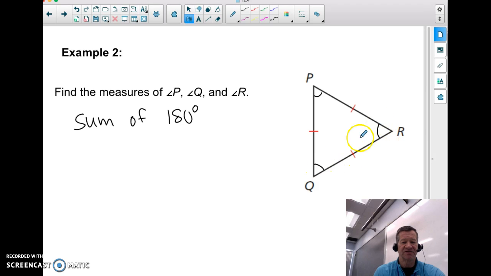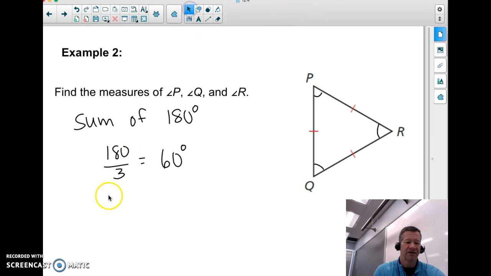And if all three angles are congruent, they must be the exact same amount, and they have to add up to 180. So if I simply take 180 and divide it up into three equal parts, each angle would be 60 degrees. And there you have it.